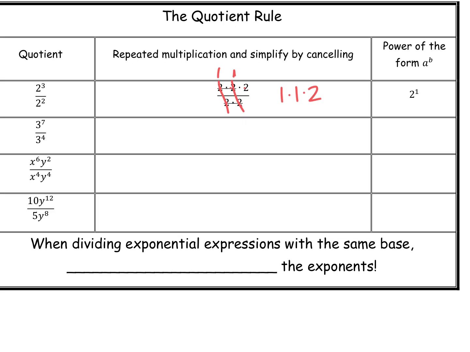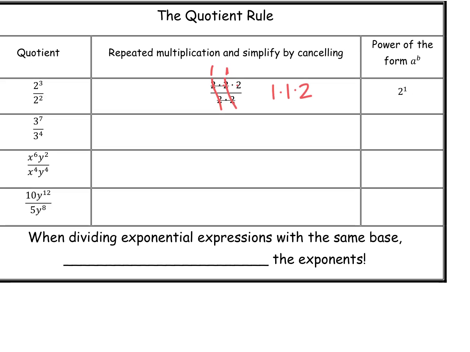Now, because we are dividing, when we multiplied, we added. So the shortcut when we divide is going to be to subtract. 3 minus 2 gives me my exponent of 1. Because I had 2 2's on top and 2 2's on bottom, that simplified to be 1.